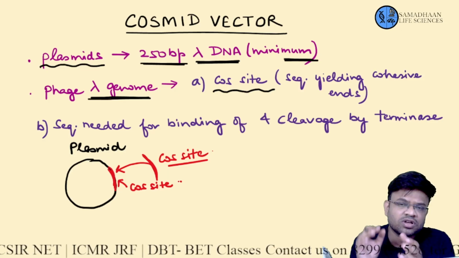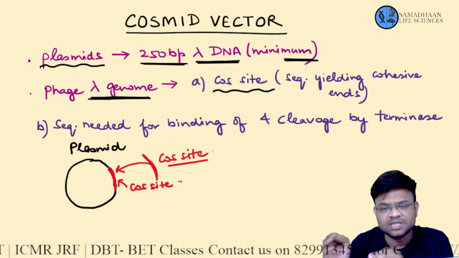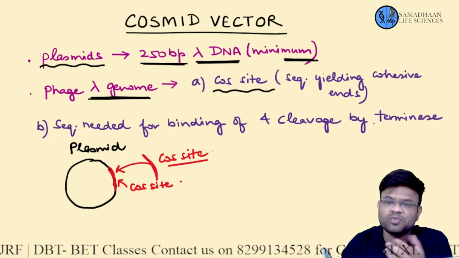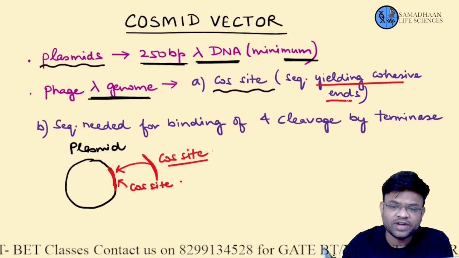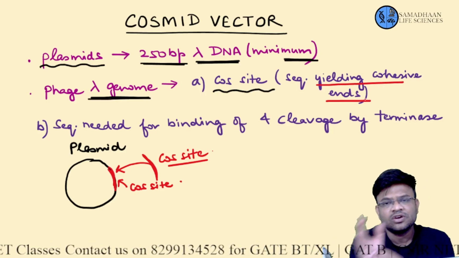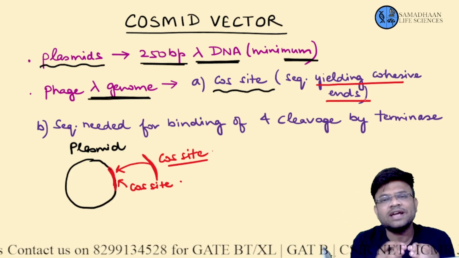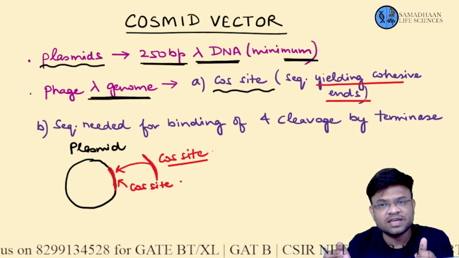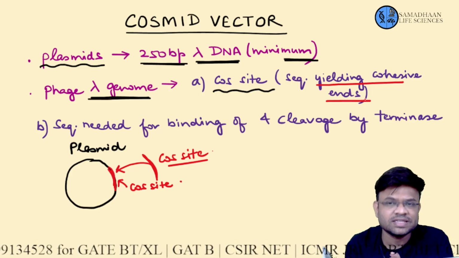Now what does the cos site do, or what are the features of the cos site? We would be talking about that in just a moment. Primarily, the cos site provides us sequences yielding cohesive ends. What do you mean by cohesive ends? Cohesive ends means sticky ends. So this cos site provides us sticky ends. When does it provide us sticky ends? When the cos site is cleaved by a restriction enzyme.